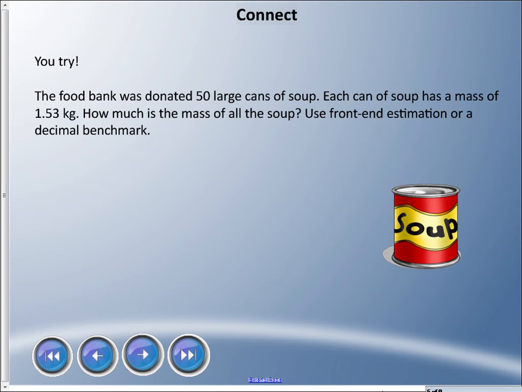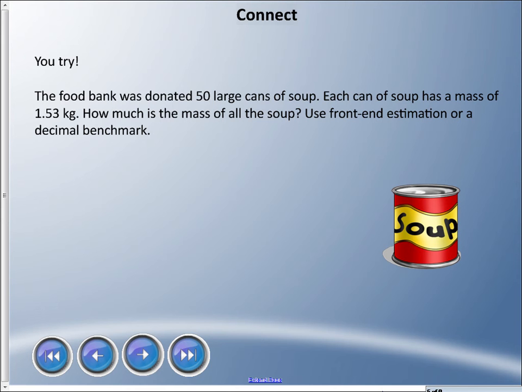Okay, you try this one. So here in the story, the food bank has donated 50 large cans of soup. Each can of soup has a mass of 1.53 kilograms. What is the mass of all the soup? Let's use front-end estimation or a decimal benchmark. So either of the 2 strategies I showed you, try it out.